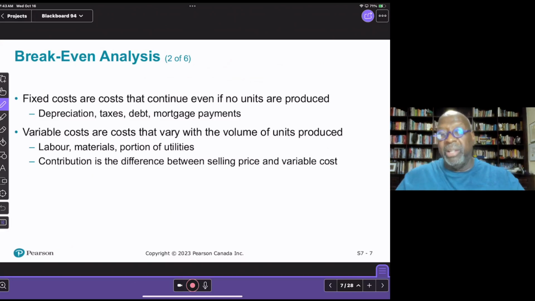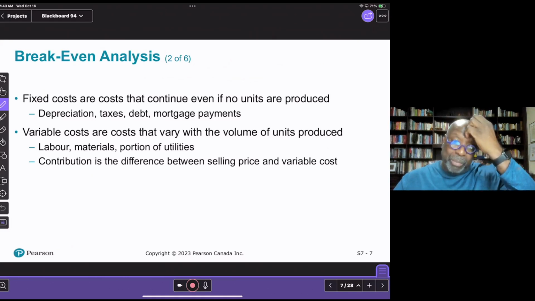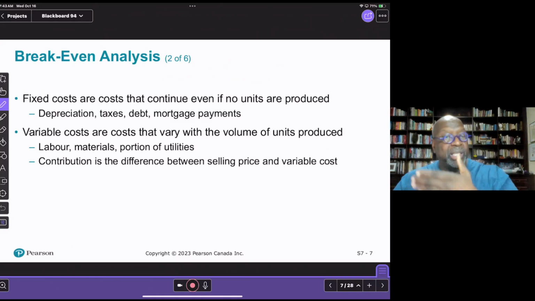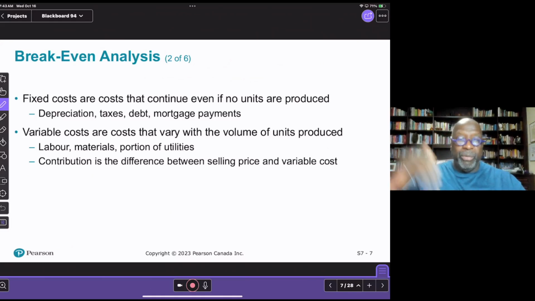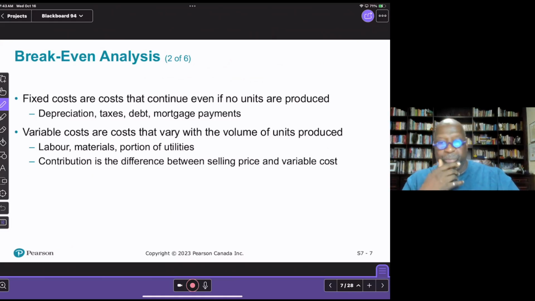Variable costs are the costs that vary with the volume of units produced: labor, materials, a proportion of utilities. In the case of the labor part, if people are not on salary but actually paid in accordance to the number of pieces they produce, then that's called a piece rate. In which case, the costs linked to the variable cost will change depending on the number of units that you produce, so you would not include that as part of your fixed cost.